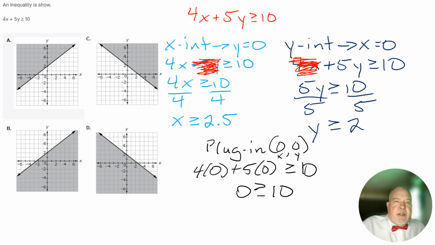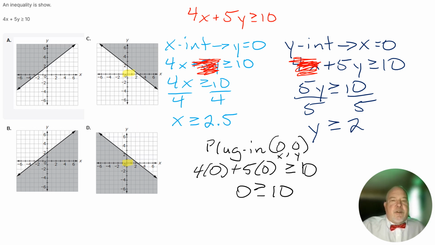So what I did is I plugged in the point 0, 0 here. I'm looking to see if it's true or not. If it's true, then you would shade that side of the line. If it's not true, you would shade the other side of the line.